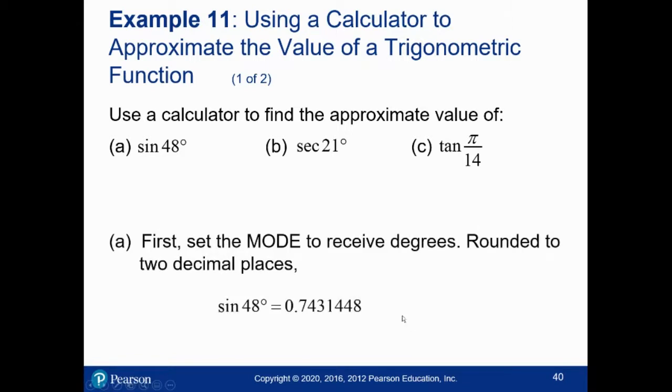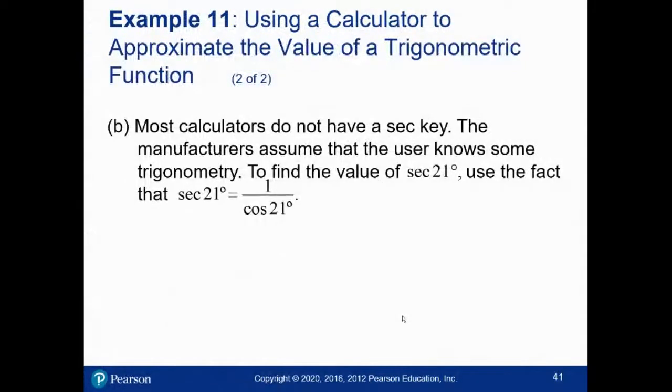So in degrees mode, sine of 48 is about 0.74. Most calculators do not have a secant button. Some do, I'll admit. If you don't, that's fine, because remember, secant is 1 over the x-coordinate. That's 1 over cosine. So to find the value of secant of 21, you can just find cosine and do 1 over that, and you should get 1.07.